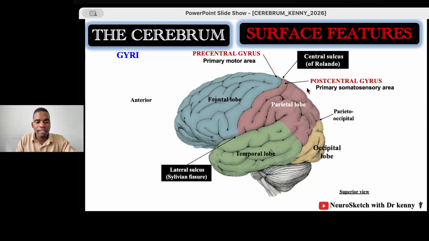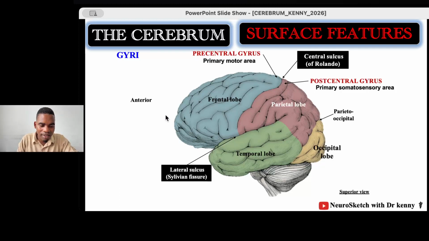Now let's talk about the famous gyri. But before we continue, take a look at the central sulcus. This is the central sulcus, the sulcus of Rolando, Rolandic fissure. And I've told you, every sulcus is formed by gyri. So the central sulcus is sitting between two major gyri: the gyrus before you reach the central sulcus, and the gyrus after you leave the central sulcus.